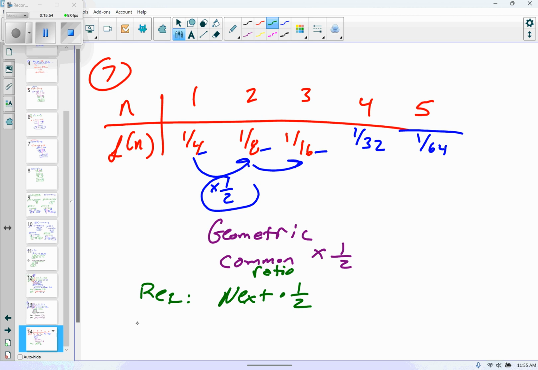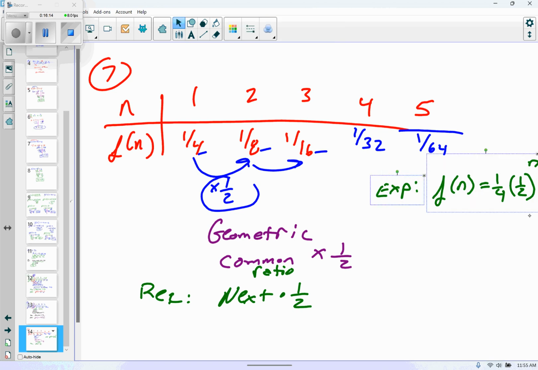My explicit, I'll do it right here because I have a little bit more room. Okay, a couple things. So let's do this. F at n equals 1/4 times 1/2 raised to the n. I'm actually going to move this over a little bit because I'm going to run out of space.